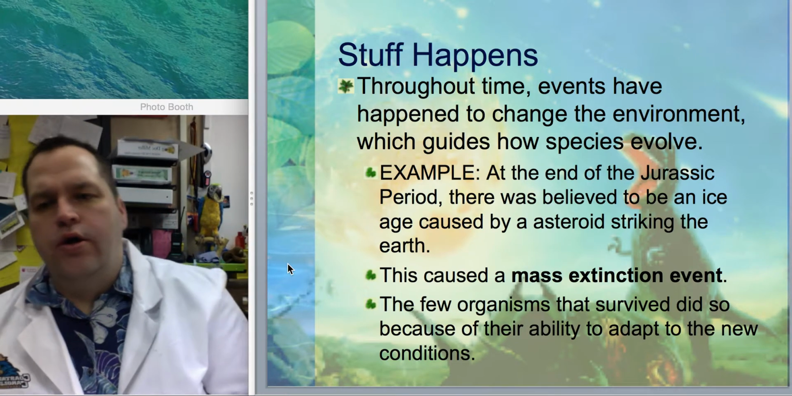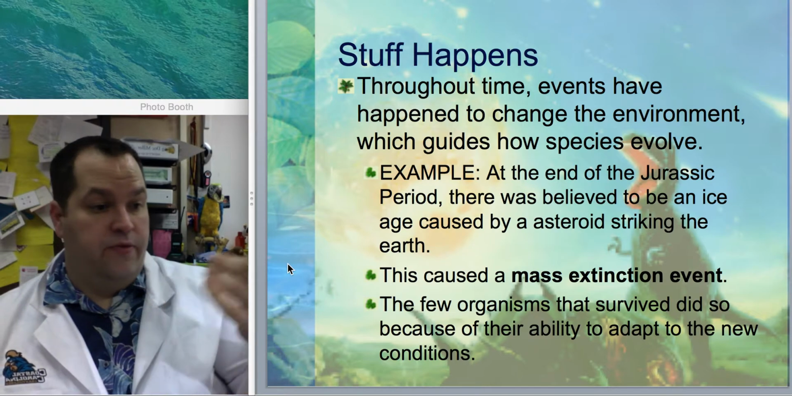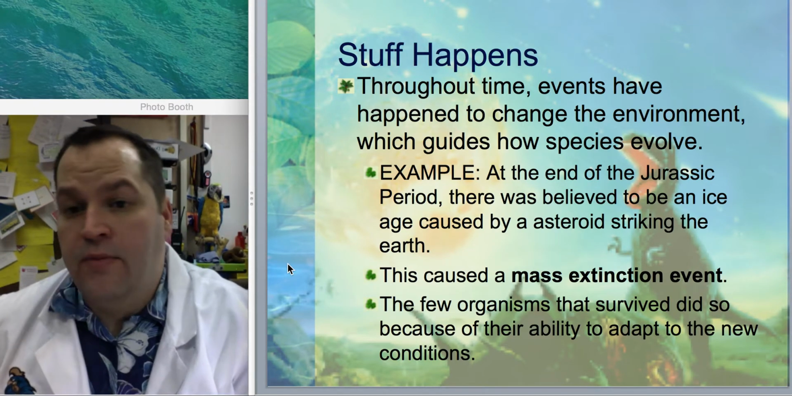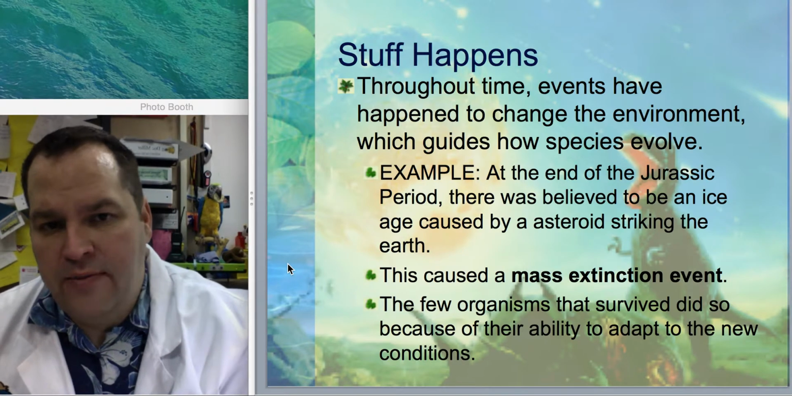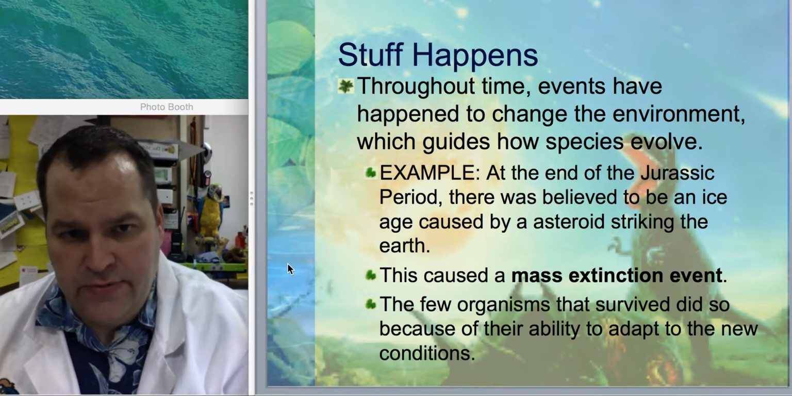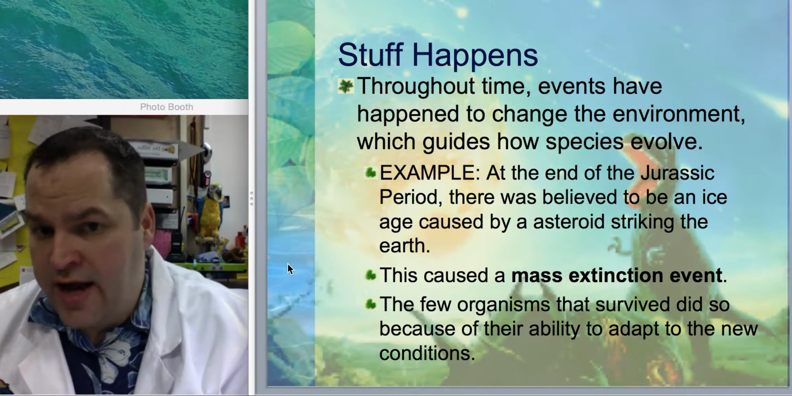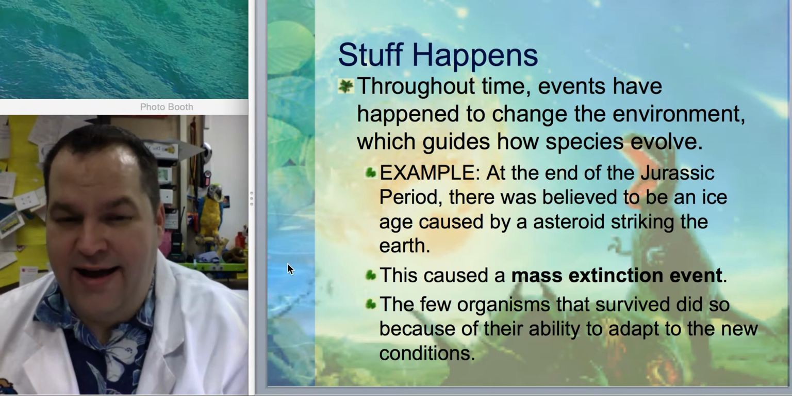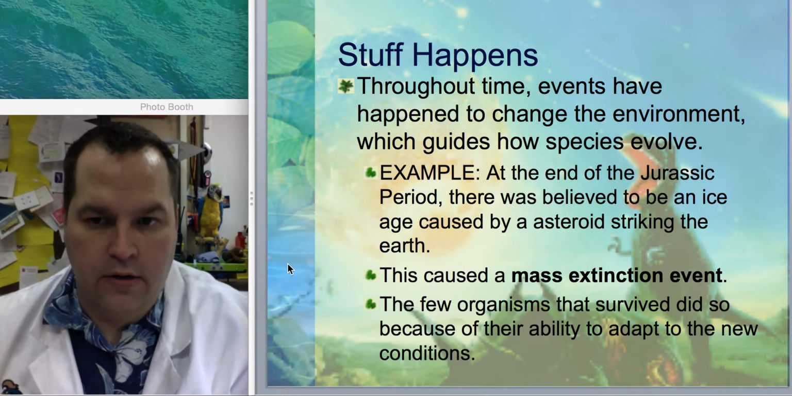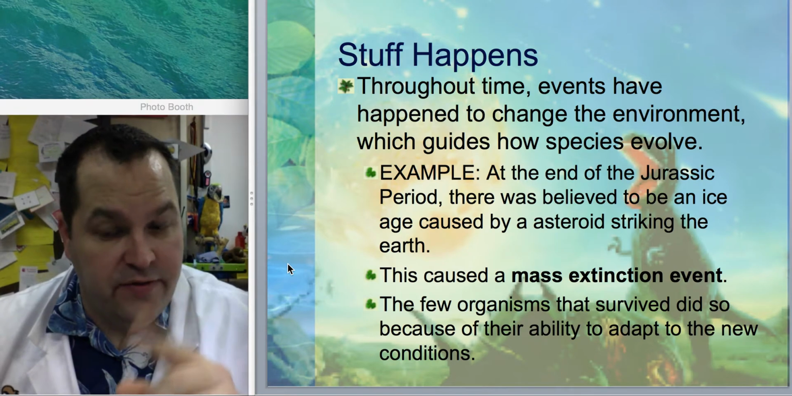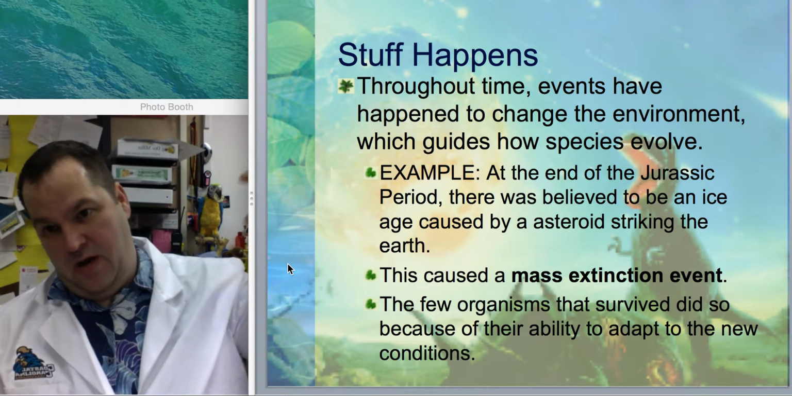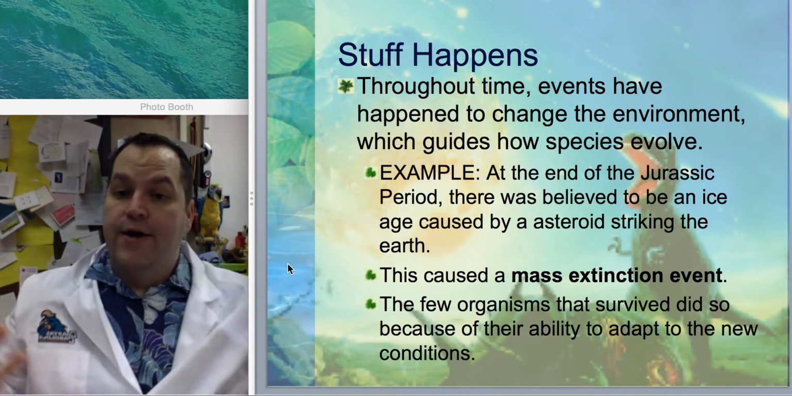So what we know, at least from our studies in ecology and we've already studied about evolution, is that the environment makes a huge difference. So throughout time, events change the environment, which guides how species change. At the end of the Jurassic period, for example, it's believed that an ice age was caused by an asteroid striking the Earth. Now, this always confused me. How can an asteroid, big burning ball, flame coming from the sky, right, create an ice age?